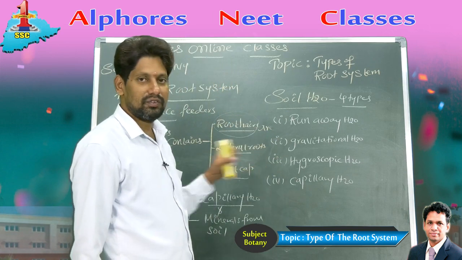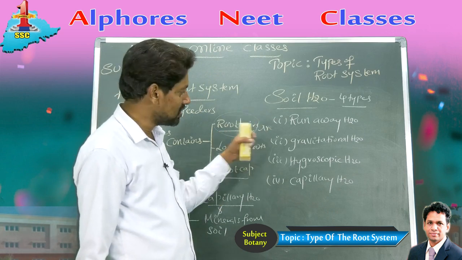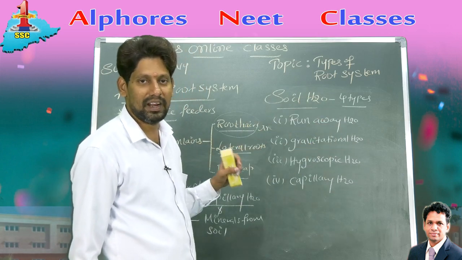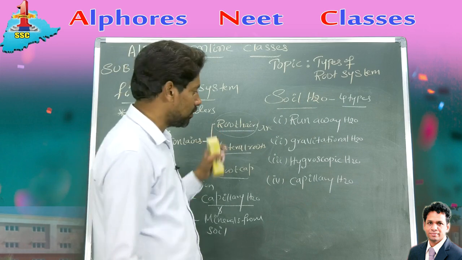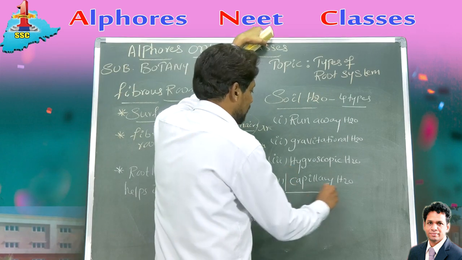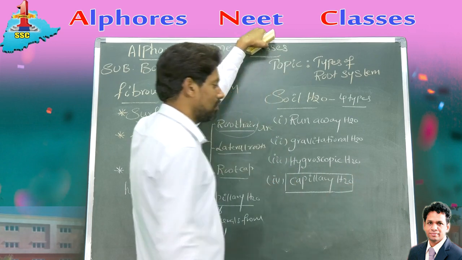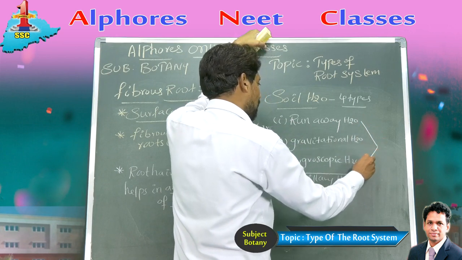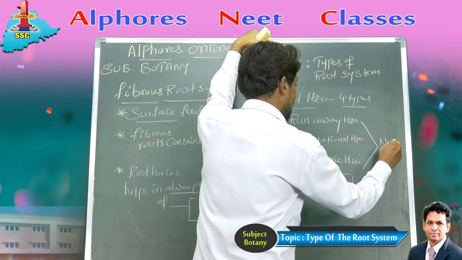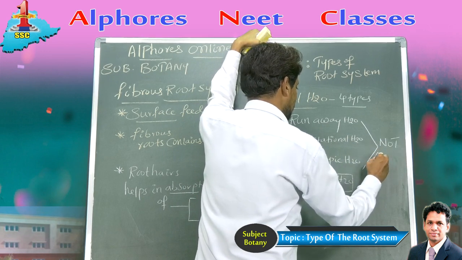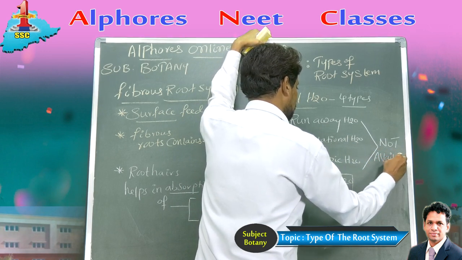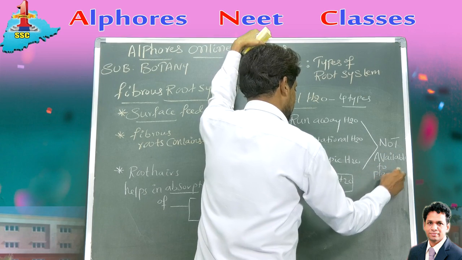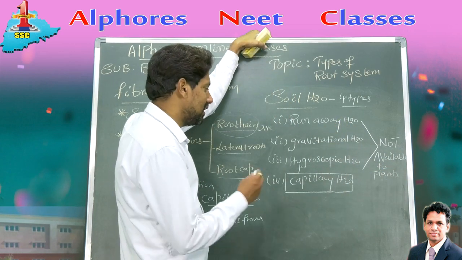In these 4 types of waters, runaway water, gravitational water and hygroscopic water, these 3 types of waters are not available for plants. Are they available for plants? No. Therefore, the water which is available to plants is capillary water, whereas the other three are not available to plants.